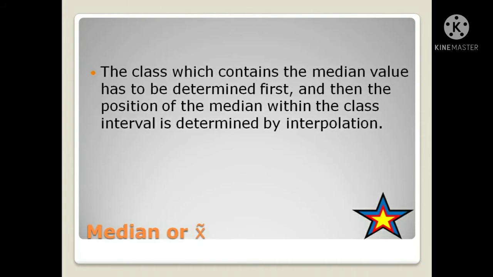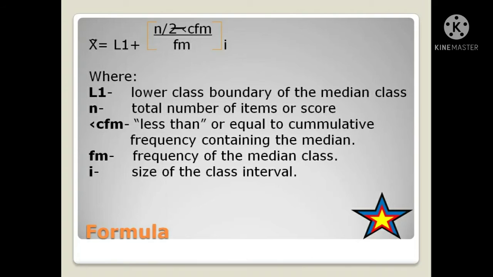Median. The class which contains the median value has to be determined first, and the position of the median within the class interval is determined by interpolation. Formula of grouped median: median is equal to lower class boundary L plus the bracket n over 2 minus less than CFm over fm, bracket, times the class interval.